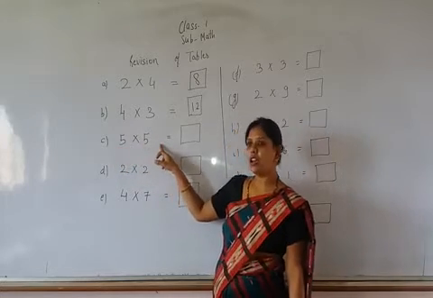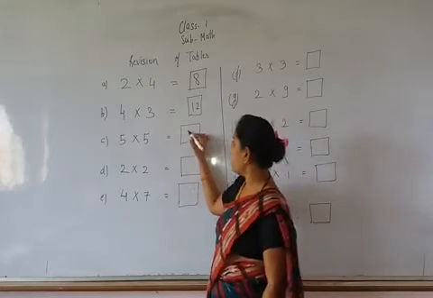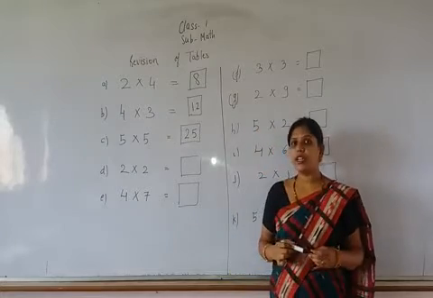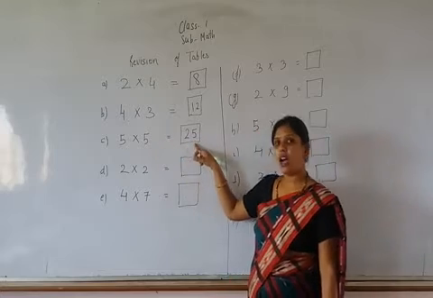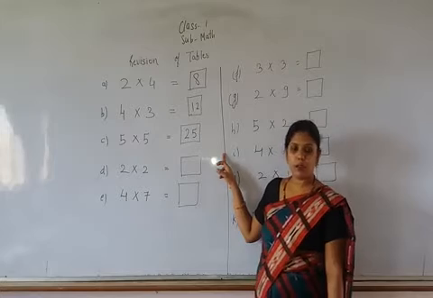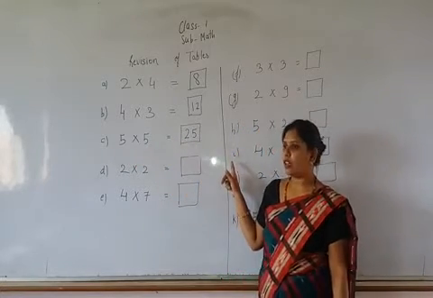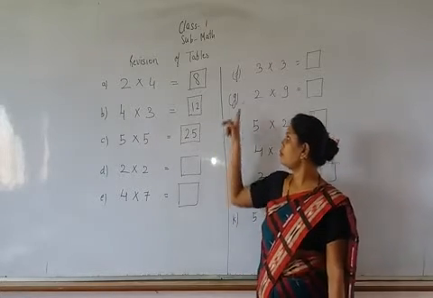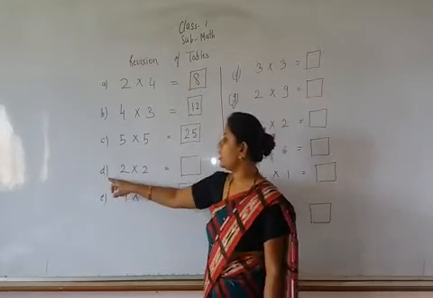Now C. 5 into 5 means 5 5s are 25. The answer is 25. 5 5s are 25. Repeat after me: 5 5s are 25. If you have learned all the tables, then it is very easy for you to solve these questions.